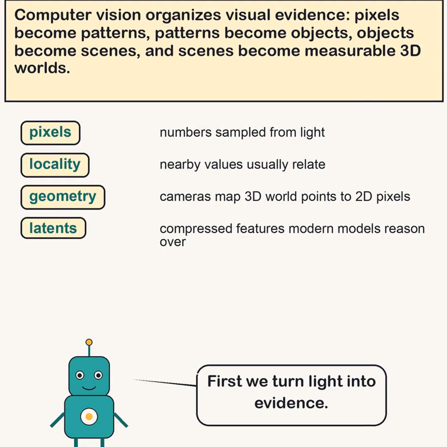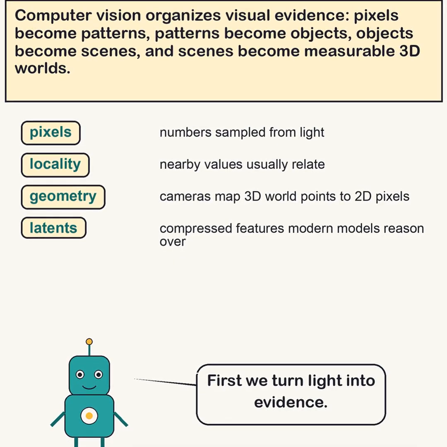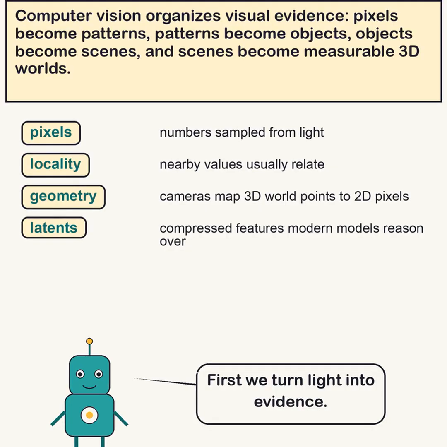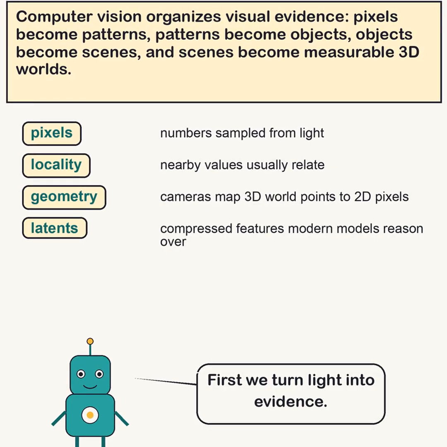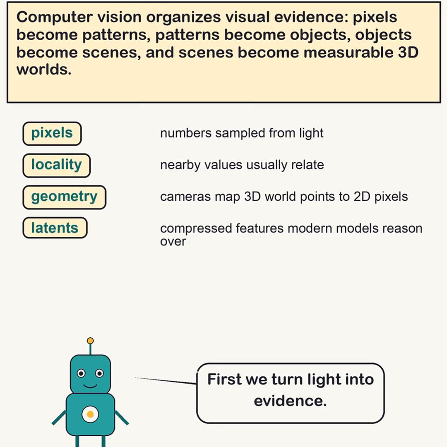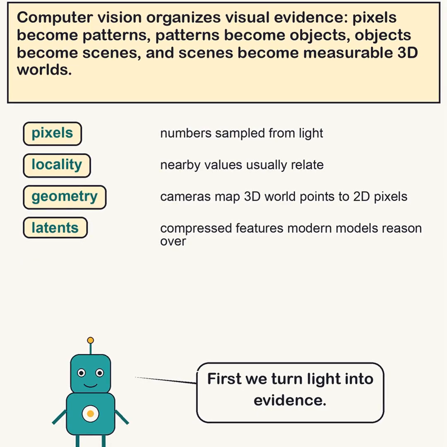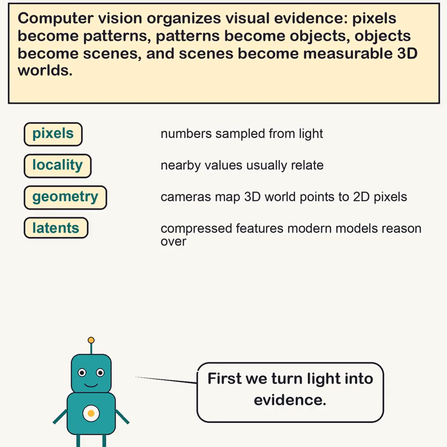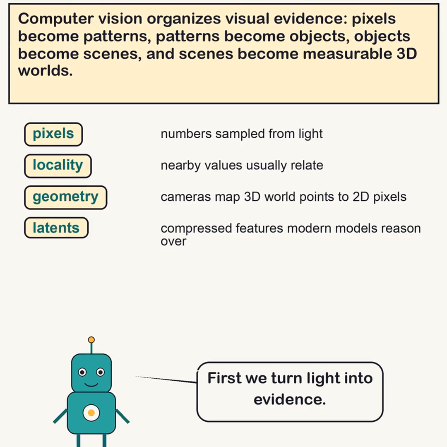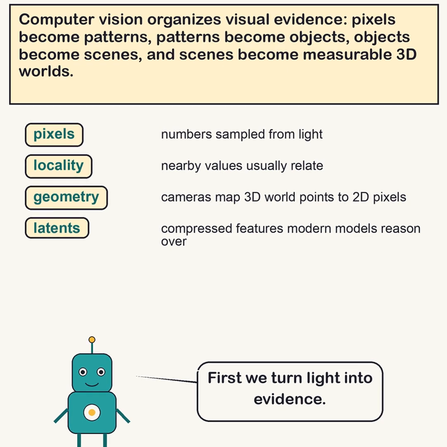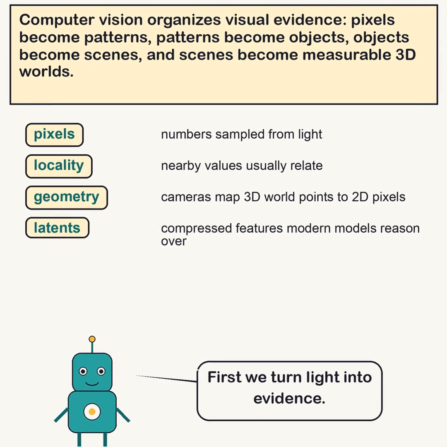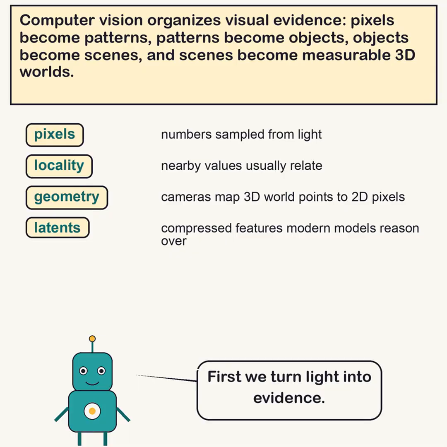Computer vision is the organization of visual evidence. Pixels are sampled numbers. Local patterns become object evidence. Objects become scenes. Camera geometry turns scenes into measurable three-dimensional worlds. Modern models often reason over latents, but these fundamentals still define the problem. The real-world analogy is evidence organization.